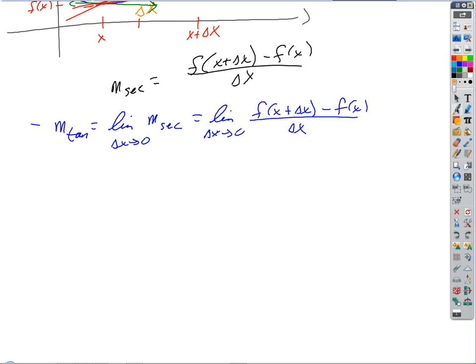If I directly evaluate, what's obviously going to happen here? 0 over 0, so it's indeterminate. I'm going to have to do some algebra magic here. If delta x goes to 0, I just get f of x minus f of x over 0, which is 0 over 0. But that's a great trick.